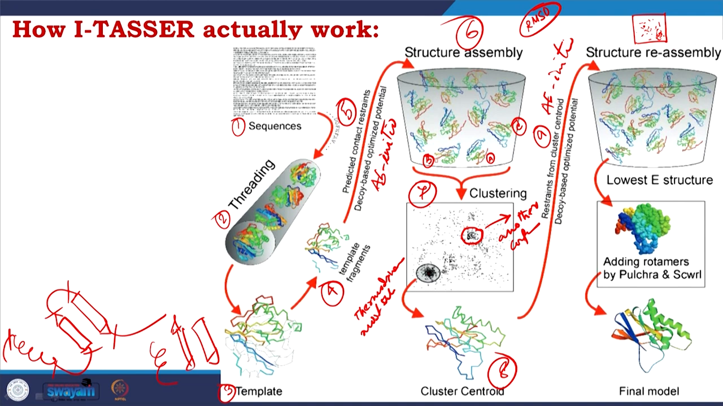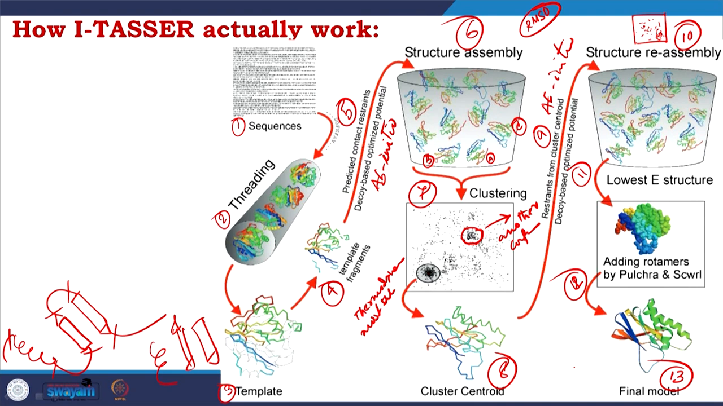So, in step 10 you have the structure assembly, and in 11 you do energy minimization. Then when you get the optimized structure, in step 12 you add the rotamers from the rotamer library made by Pulchra and Scwrl, and in 13 you have the final model.